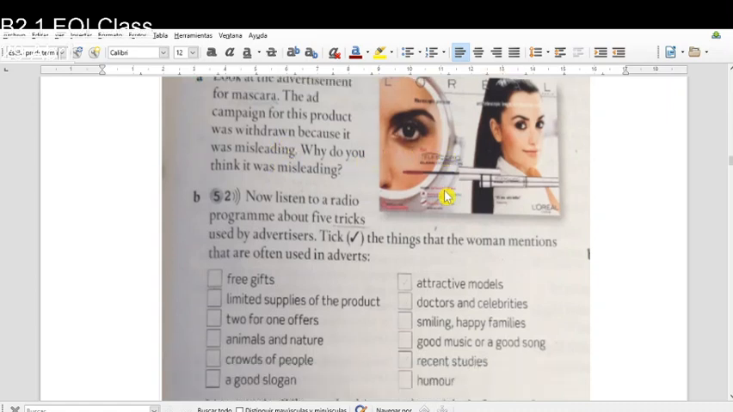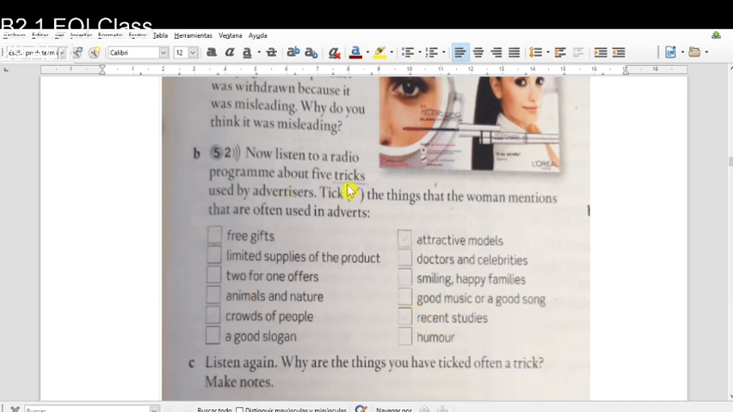Well, then here you have possibilities, different tricks, trucos, used by advertisers. In listening to this radio program, you have to tick the things that the woman mentions that are often used in adverts. We have different ones, for example, free gifts, que te van a regalar algo, gratuito. Limited supplies of the products, no quedan en stock, no quedan productos. 2-for-1 offers, animals and nature, crowds of people, a good slogan, attractive models, doctors and celebrities, smiling, happy families in the advertising, good music or a good song used in the advert, recent studies or humor, using humor. And listen and take the things that the woman mentioned.